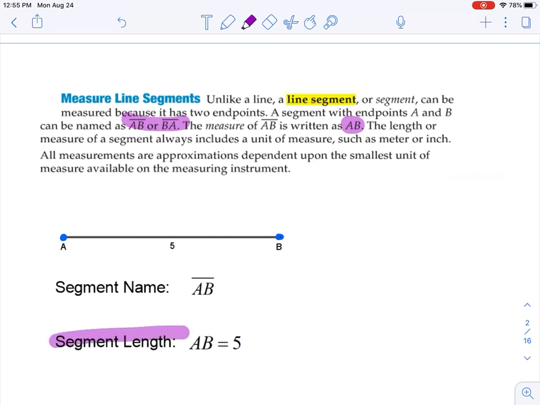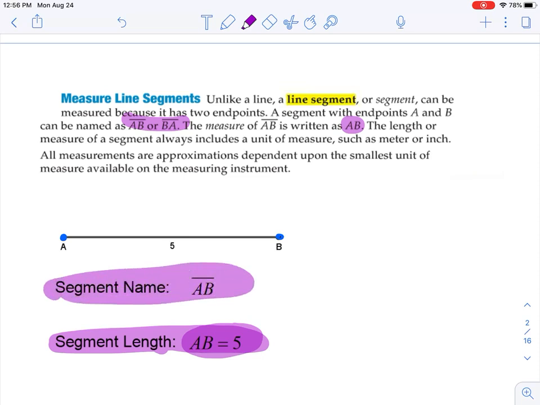So if you look down here, if we are talking about the length of a segment, there is no line on top of our AB, and it says equals a number. We are simply naming the segment. We want to make sure to put that line on top to denote it being a segment. The length or measure of a segment always includes a unit of measure, so it'd be good here to go ahead and write just units because there was no distinction, such as meter or inch. All measurements are approximations dependent upon the smallest unit of measure available on the measuring instrument.